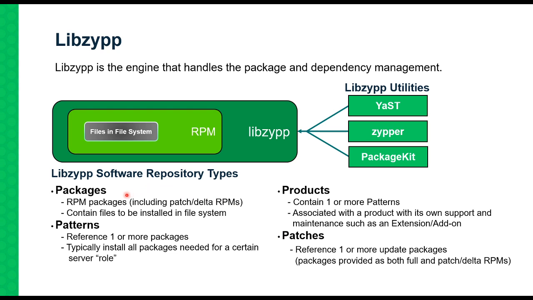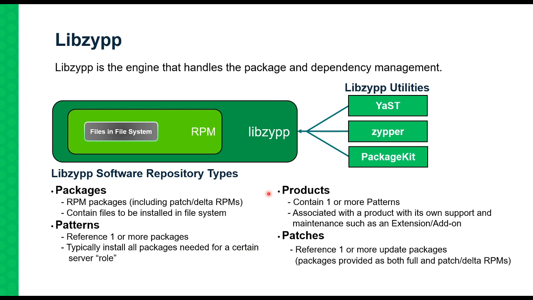Packages are the RPM packages that include our patch and delta RPMs. A package also contains files to be installed on our file system. When we look at patterns, a pattern references one or more packages, and typically installs all packages needed for a certain server role. So once we call a pattern, it will resolve all the necessary and dependency packages and install them simultaneously, instead of installing them one by one.